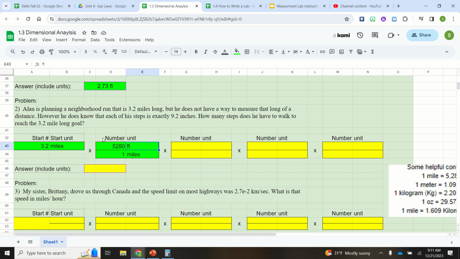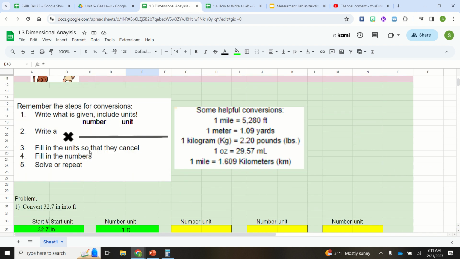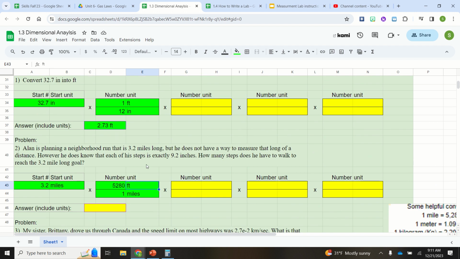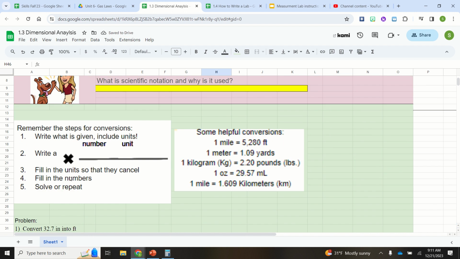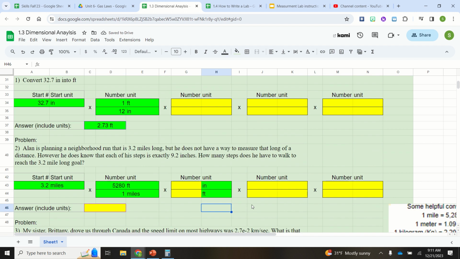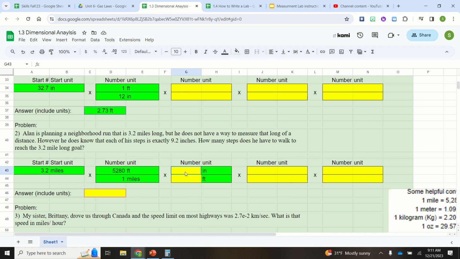So now we go to step 3, which is to fill in the units so they cancel. The unit I currently have on top is feet. So do feet need to go to the top or bottom to cancel? They will go to the bottom. Ultimately we want to get to steps, but we don't know how many steps are in a foot. We do know how many inches, so we can go to inches. So that's step 3. Step 4, fill in our numbers. Again, there are 12 inches in 1 foot.